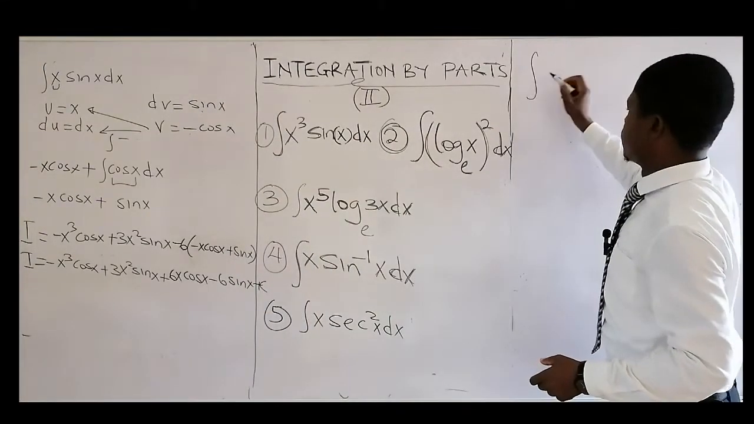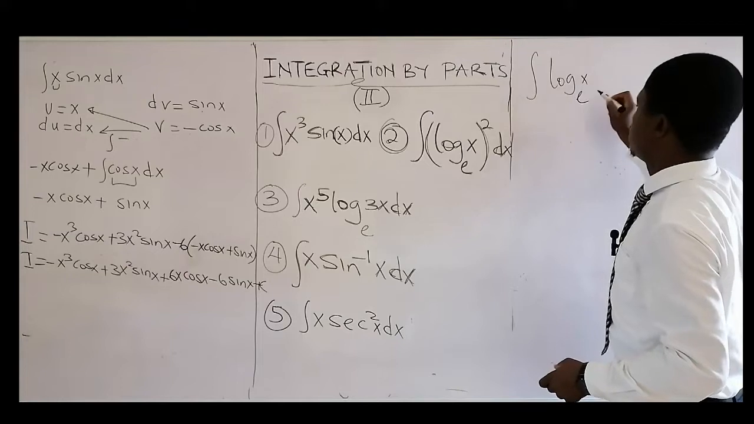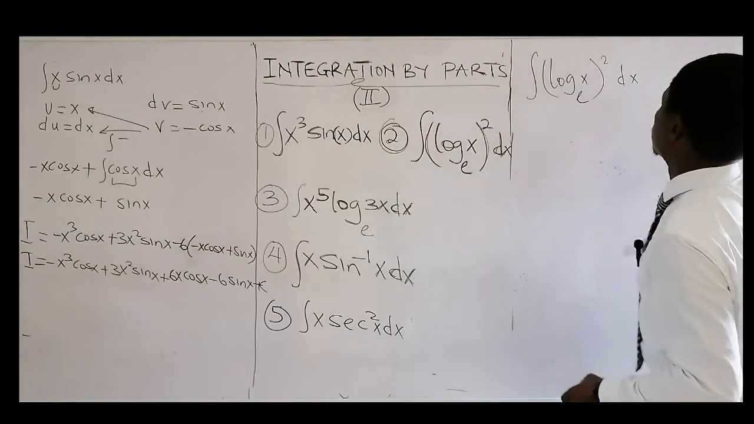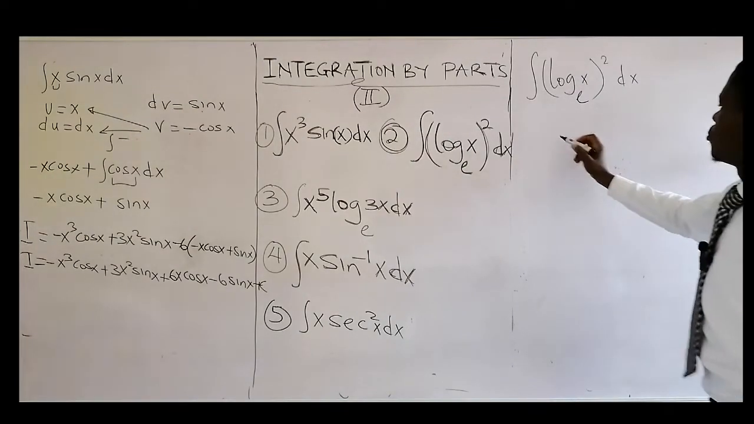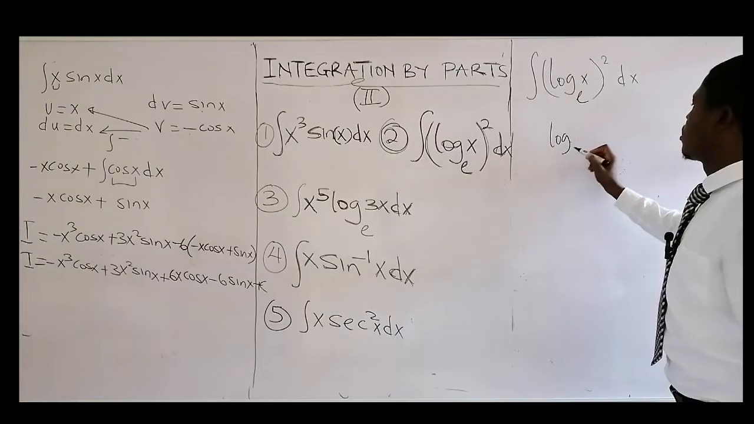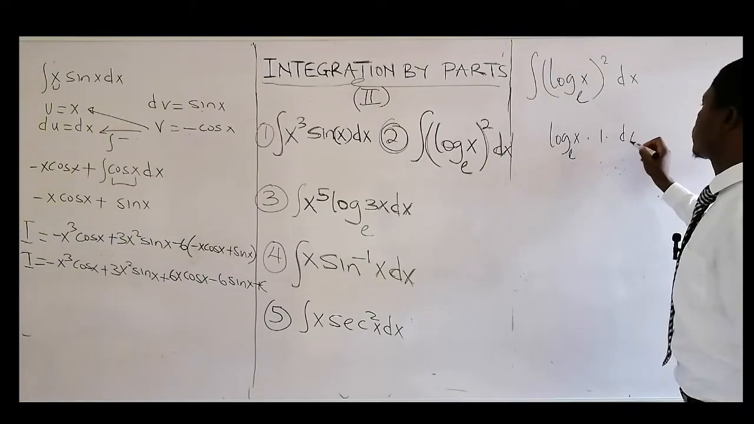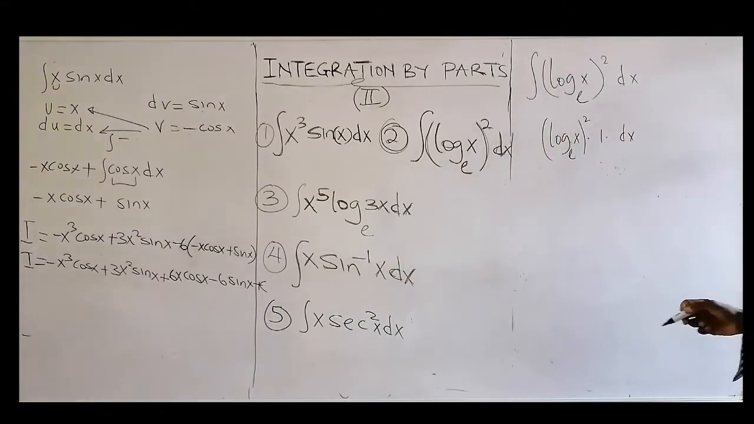We have the integral of (log x base e) all squared dx. Okay, so what we're going to do here is make it log x base e times 1 times dx. This one can go to the square times dx, times 1 times dx. We just want to split it into two parts.